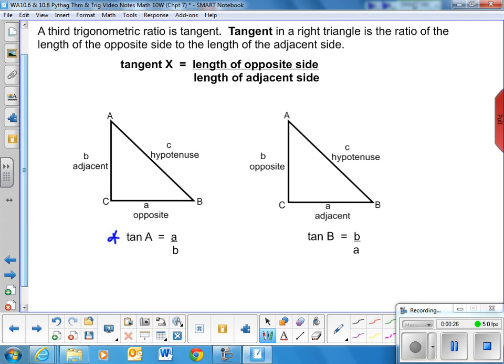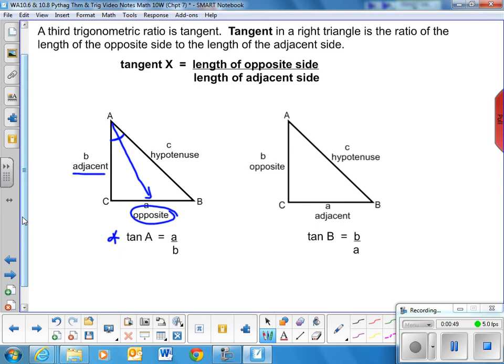In this first picture, the tangent of angle A. So first of all, find angle A. And the tangent is the opposite side over the adjacent. The opposite side of angle A is the one that's the furthest away. So here's our opposite side over the adjacent, and so it's going to be side A over side B.